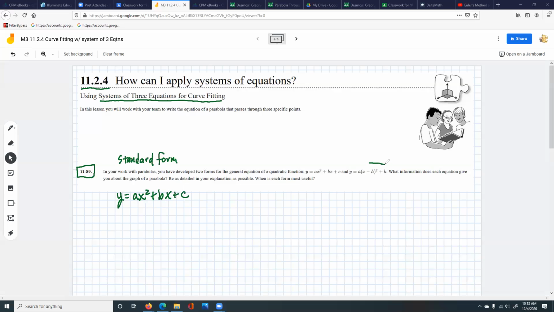The other form is this form. What do we call this, guys? And you are going to have to use this form a little bit in your project also, but you're going to mostly use standard form, but there's a little part on your project where you have to use this form, which is called, anybody? We call it either graphing form or vertex form. So I'll put graphing / vertex form.